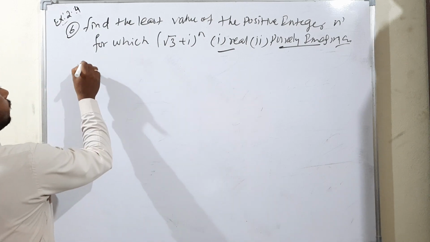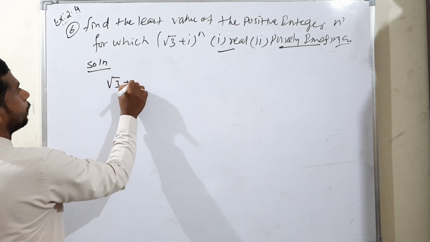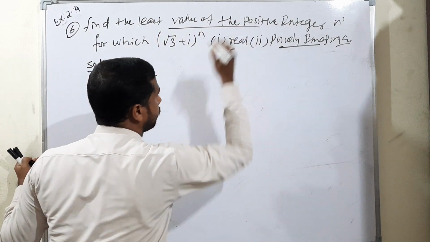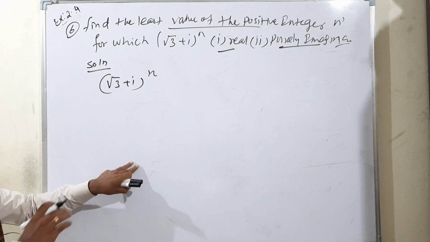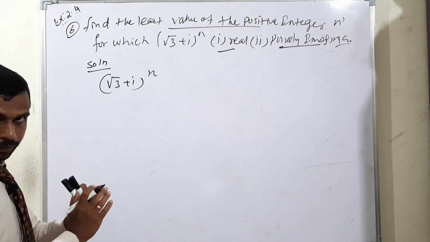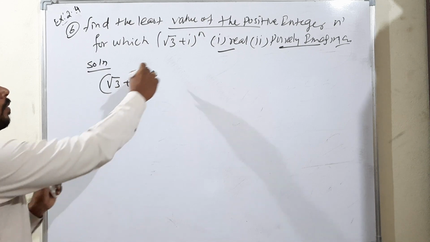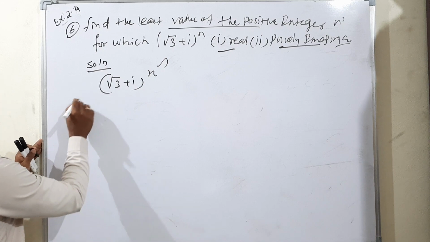Okay, I will consider the first solution. Only one condition is given: (√3 + i)^n, the least positive integer value. We will get the result with only a real term. Only a real term means the imaginary term will be 0. What power value gives that is our condition.